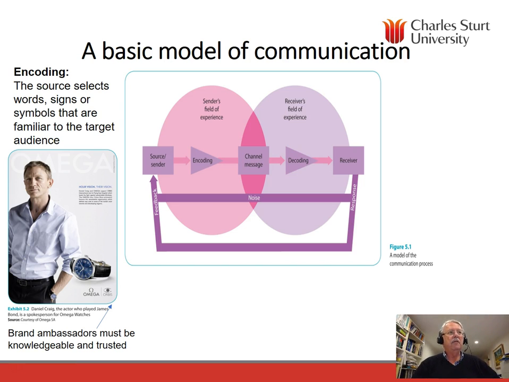A basic model of communication explored in the text covers the source and the sender, the encoding, the channel through which the message is dispersed, the decoding of that message by the receiver, and also the response modes. So first of all, if we have a look at encoding, it's basically the source selects the words, the signs, or the symbols that are familiar to the target audience.